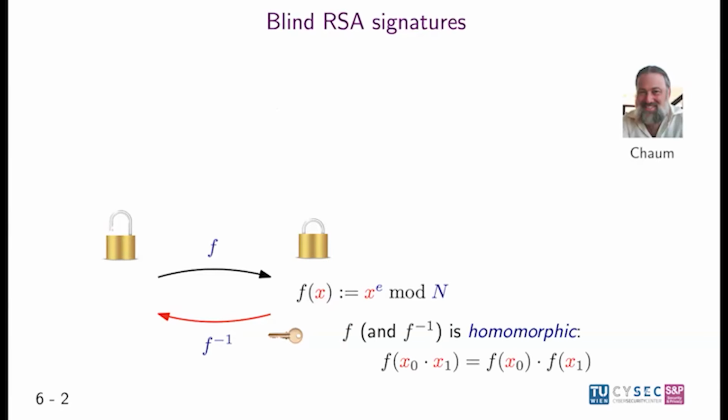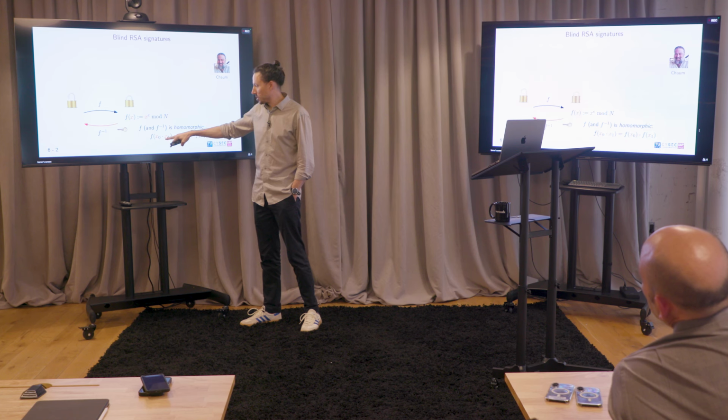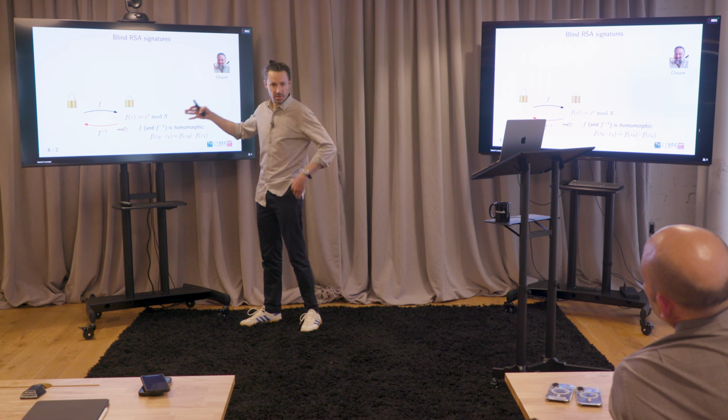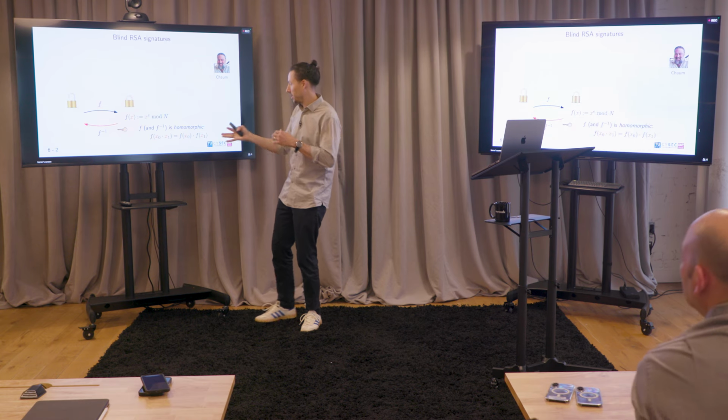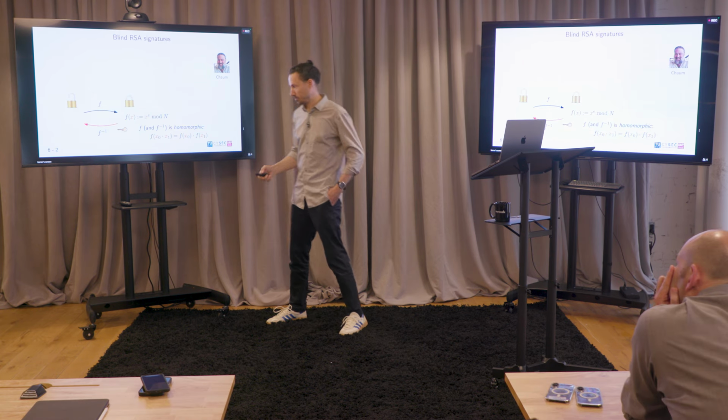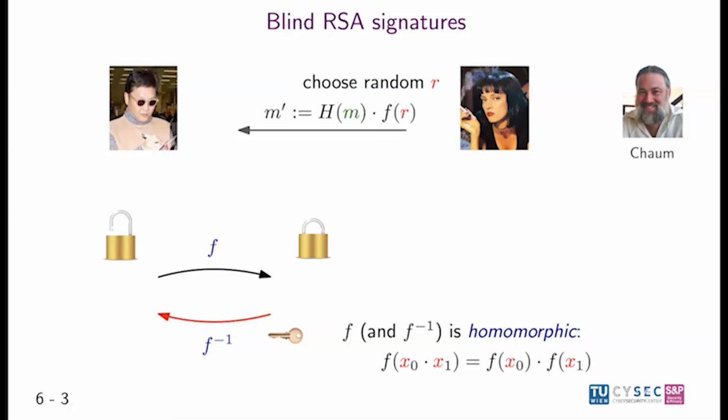And so again, the only property you need to know about this F is that it's homomorphic, and its inverse is also homomorphic, because if you raise x0 times x1 to the power of e, that's the same as raising x0 to the power of e and multiplying with x1 to the power of e. Here's how blind signing works.